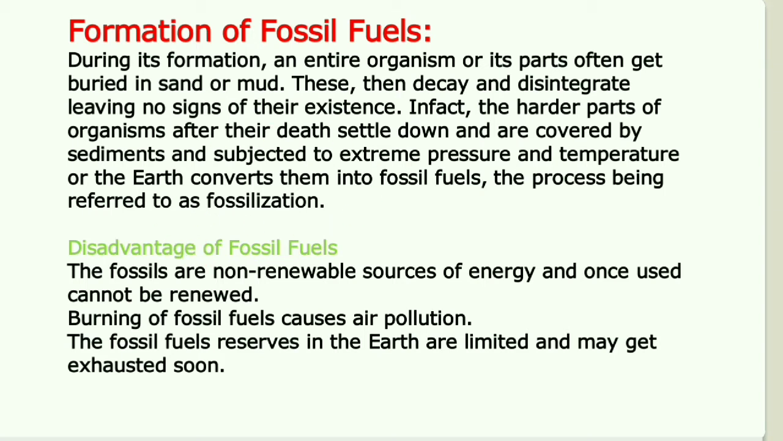So, what are the disadvantages of fossil fuels? Fossil fuels are non-renewable sources of energy, and once used, they cannot be renewed. Burning of fossil fuels can cause air pollution. The fossil fuel reserves in the earth are limited and may get exhausted soon.